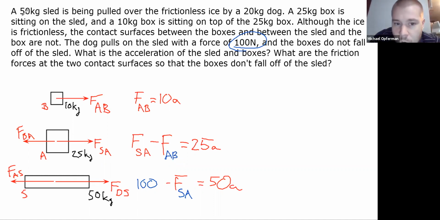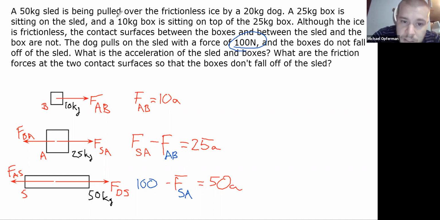Okay, now I'm down to 3 variables. So my 3 variables are FAB, FSA, and A. So that's 3 variables, 3 equations. I'm in business. This is a solvable problem. So now I just have to do the algebra. Now I just have to solve this as a system of 3 equations with 3 unknowns. So the rest is just a math problem now. Let me go ahead and do it for those who want to see it.